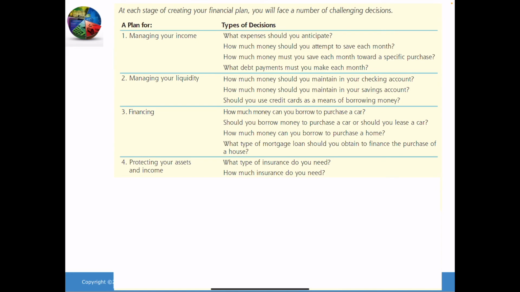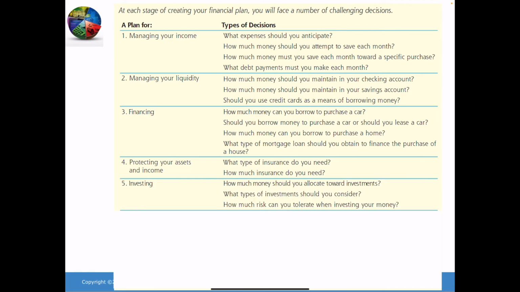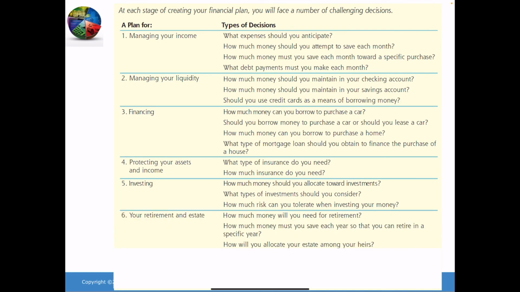Protecting your assets and income: what type of insurance do you need? How much insurance do you need? Investing: how much money should you allocate towards investments? What types of investments should you consider? And how much risk do you want with those investments? Your retirement and estate: how much money will you need for retirement? How much money do you need to save so you can retire at a specific time? And how will you allocate your estate to your heirs when you pass away?